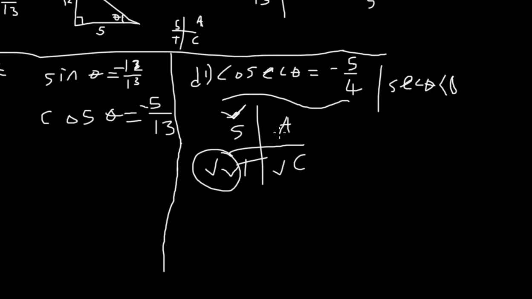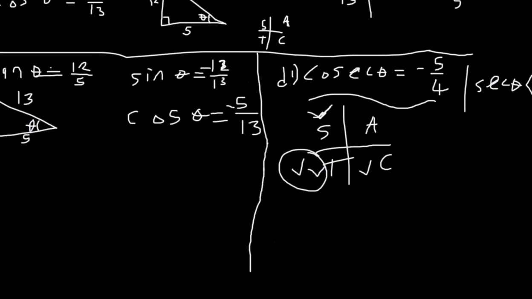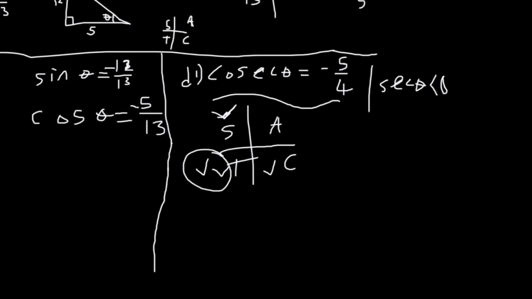Alright, I've just remembered something very important. But let me just finish this one here. So cosec is equal to negative 5 over 4. So cosec is negative 5 over 4. So if cosec is negative 5 over 4, we draw a triangle.